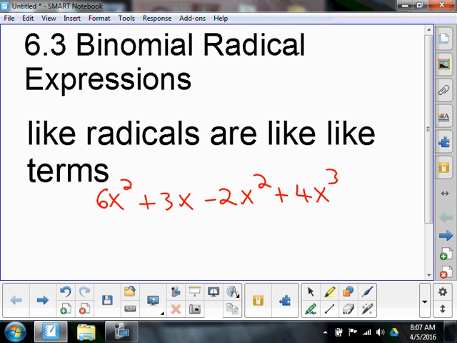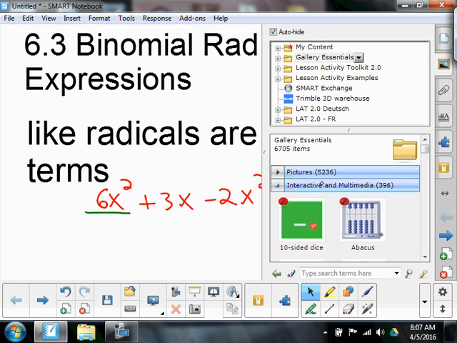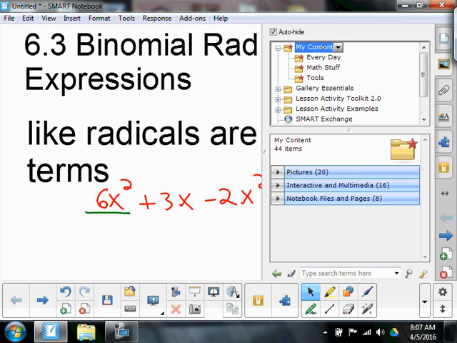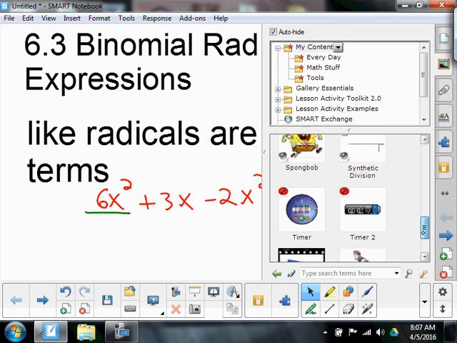Good. So if we look at 6x squared, I don't know if this is going to work. I'm going to try it. Maybe I'm wasting too much time because we have a lot to do today. But I think it'll be worth it. I know it'll be worth it.